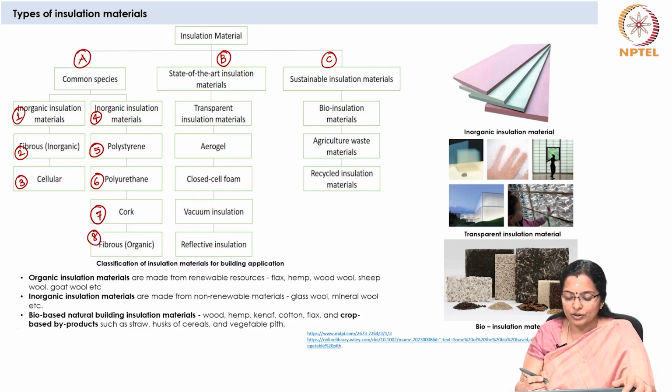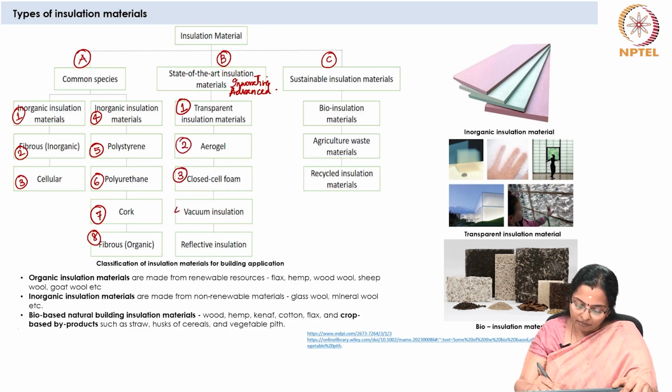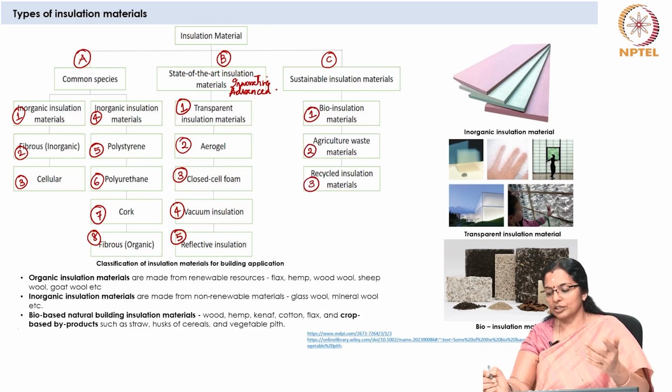Whereas state of the art insulation material can be innovative or advanced insulation. They could be transparent insulation materials or aerogels or closed cell foam, vacuum insulation or reflective insulation. Whereas the sustainable insulation materials could be bio-insulation material, agricultural waste materials and recycled products insulation material.